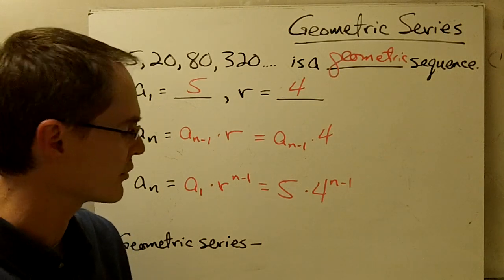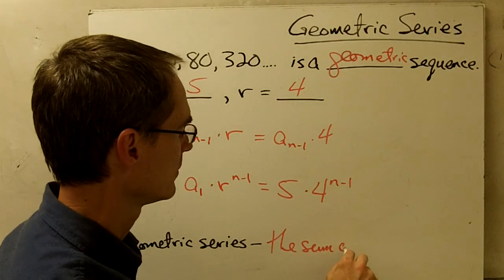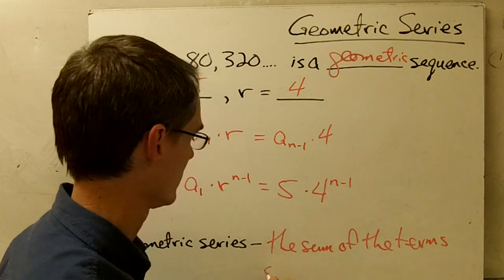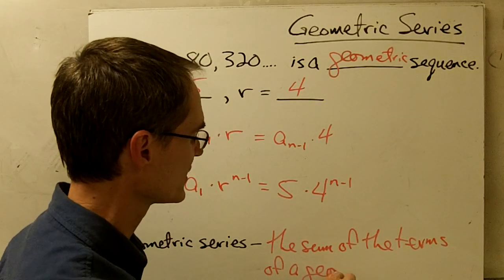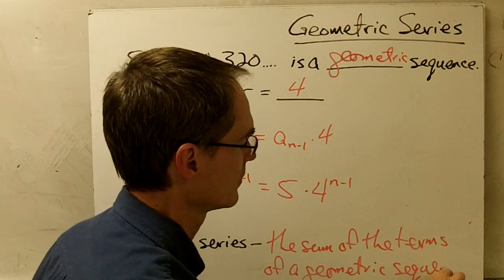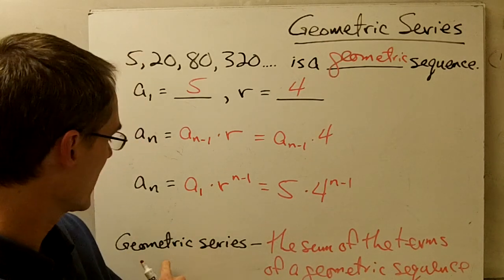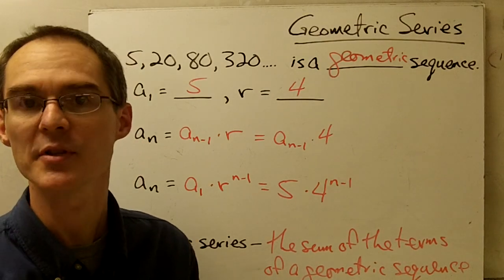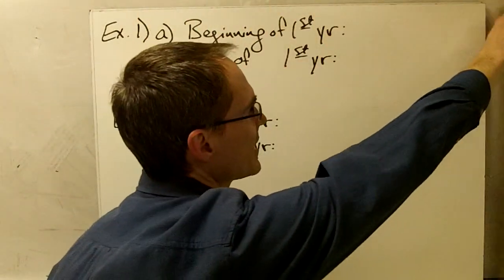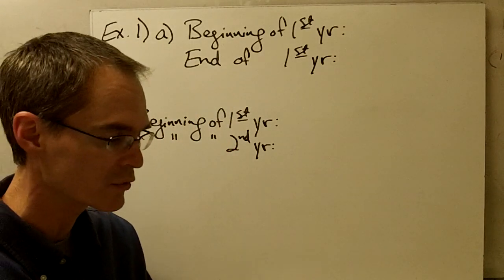Well, a geometric series is just the sum of the terms of a geometric sequence. So in that sense, it's very similar to an arithmetic series, except when we talk about a geometric series, it's the sum of the terms of a geometric sequence. So let's take a look at this example here having to do with a geometric series.